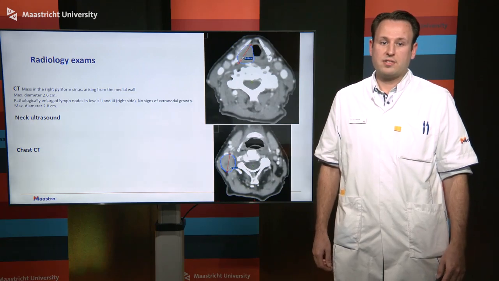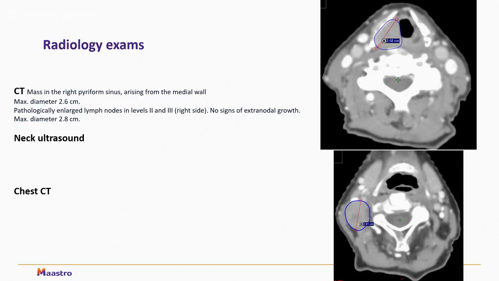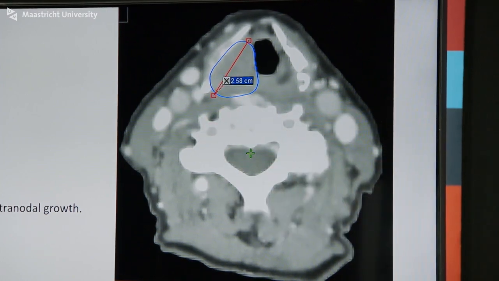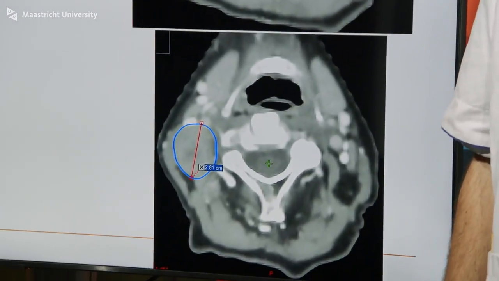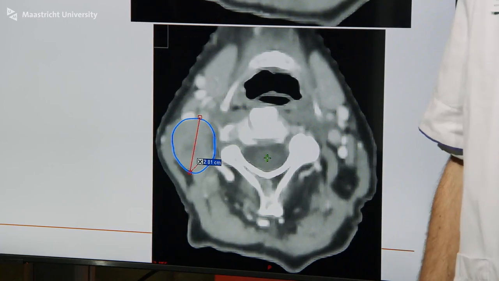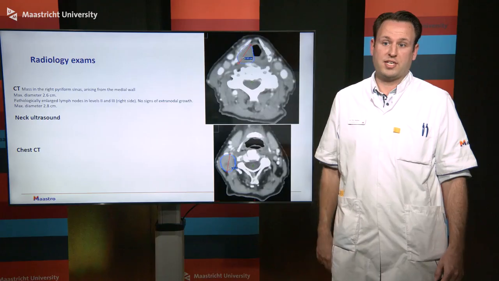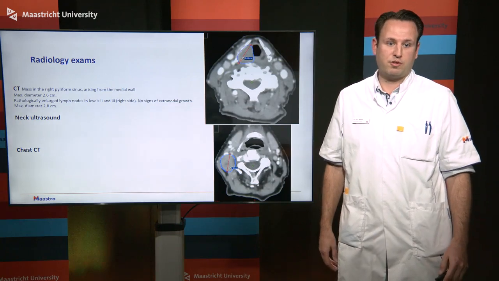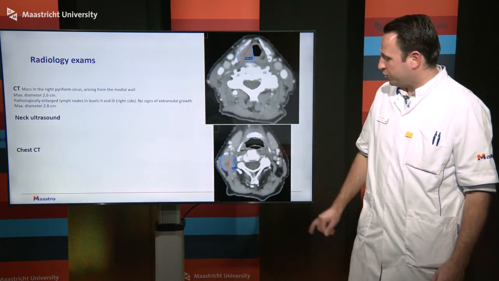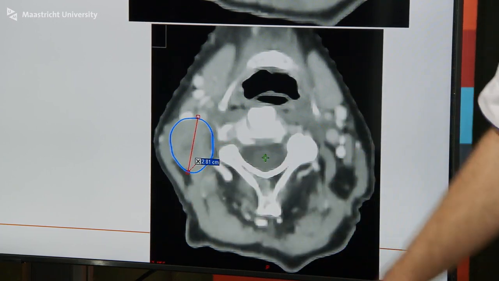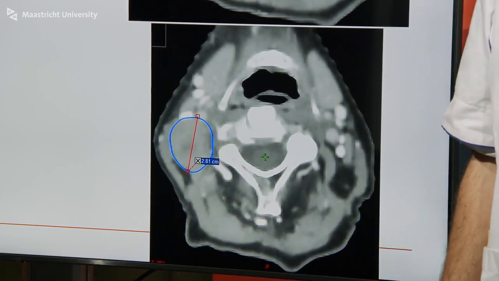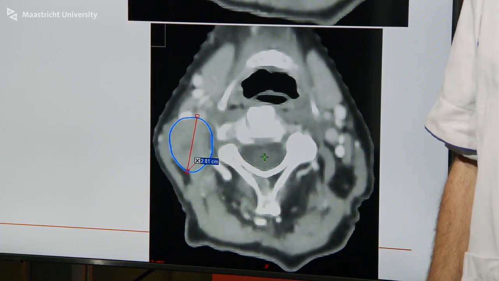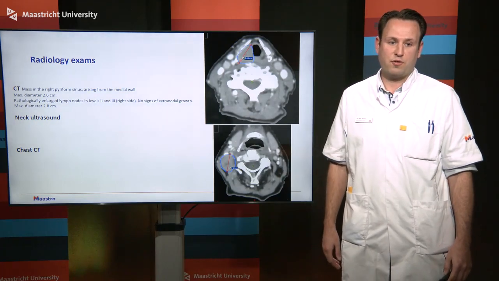So this is what we did, CT scan of the head and neck area. We see the same mass as by the inspection at the right piriform sinus. The radiologist measures this as 2.6 centimeters in diameter. They also think that this is arising from the medial wall of the piriform sinus. And they also see this enlarged lymph node, and on CT scan this was 2.8 centimeters in diameter. No signs of extranodal growth.